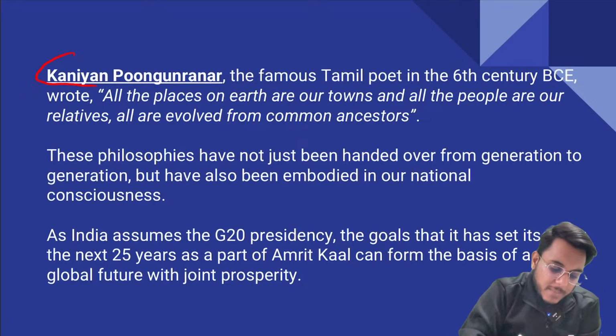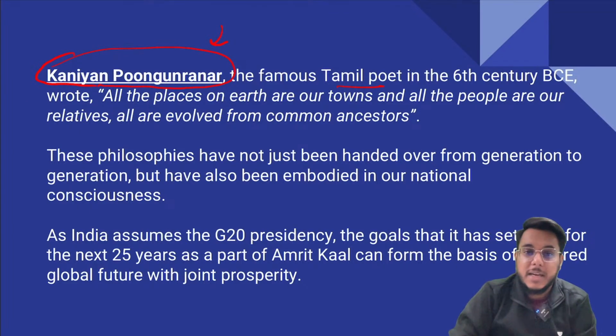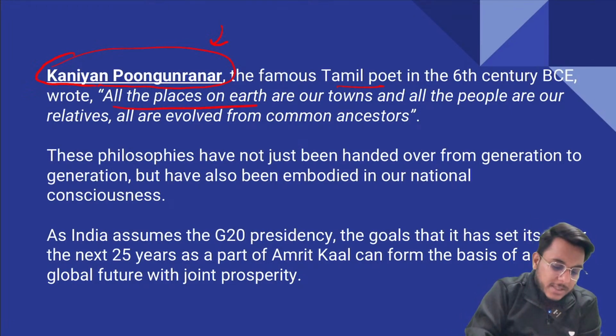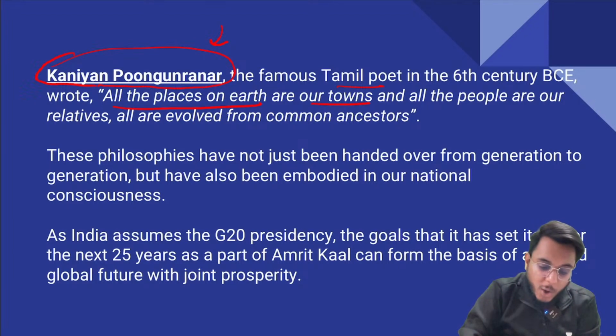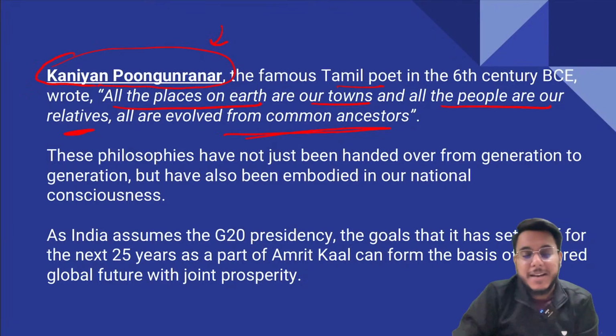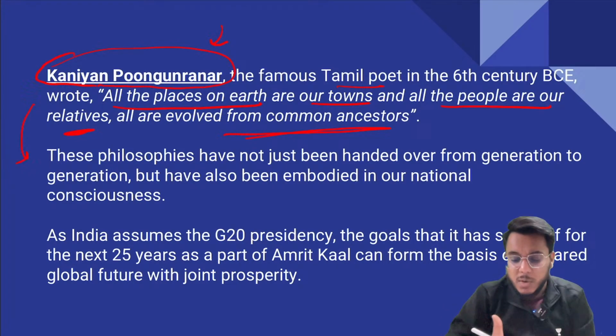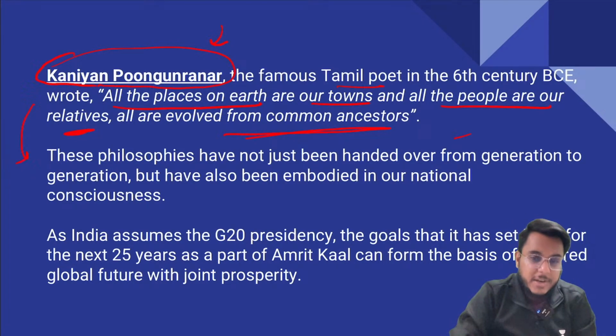we have a famous Tamil poet, Kaniyan Pungundranar. Kaniyan Pungundranar in the 6th century BC had written that all the places on earth are our towns and all the people are our relatives. We have evolved from a common ancestor. So all the places are our towns, all the people are relatives. This is something where fraternity, cosmopolitanism and global brotherhood is being reinforced.